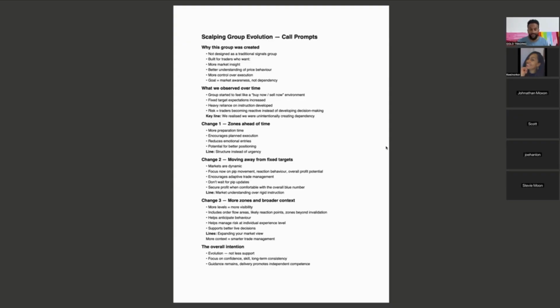Change number one is that we are giving the zones ahead of time. This is really important, and I'm going to pull up TradingView soon so that you guys can see exactly what I mean, because then you will understand on the charts exactly what I am referring to. So let me just pull up what I was reading. The first change we made is giving the zones ahead of time.